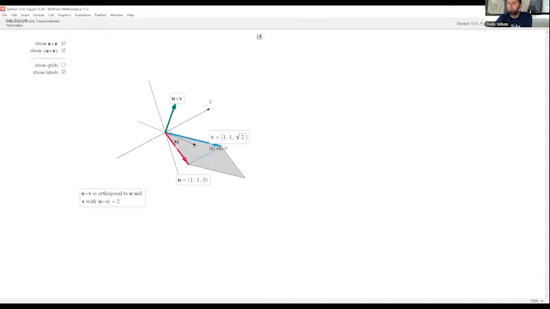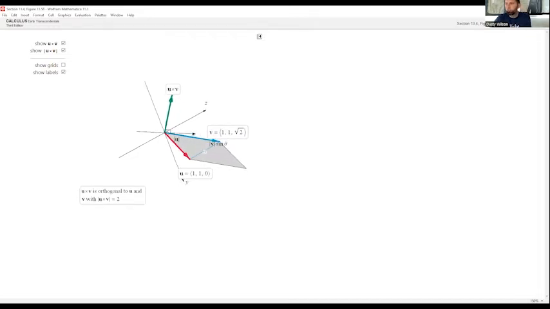So the cross product is a vector perpendicular to the red vector and the blue vector, and the length of that vector is the same as the area of this parallelogram that's formed from the red and the blue vectors. So u cross v is orthogonal to u and to v, and in this particular case, the length of the green vector is 2, which corresponds to the gray area in the picture.